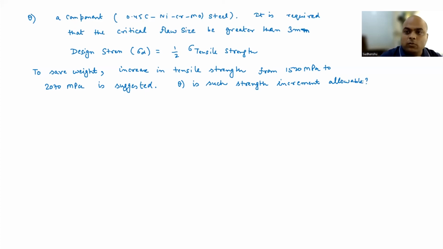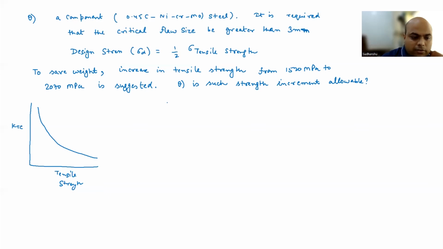Okay. So we are making a component of the given steel. Flaw size, I already mentioned that it should be maximum 3 millimeter. Design stress is given. Now I'm proposing that if you want to save the weight, the tensile strength should increase from 1520 MPa to 2070 MPa. So the question is, can we do that? Can we increase the strength given the condition of design strength as well as the flaw size limitation? Okay. So you have been given one plot where K1C changes with tensile strength and it is going down. Depending upon the tensile strength of this given material, we know what is going to be the K1C value. It is going down as we increase the tensile strength.